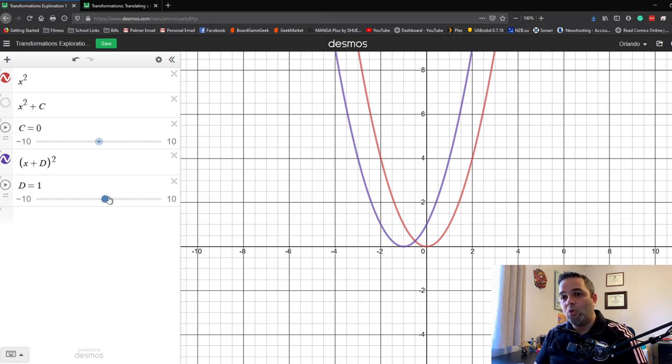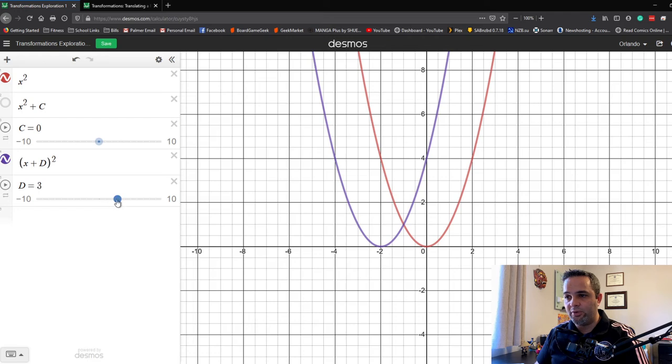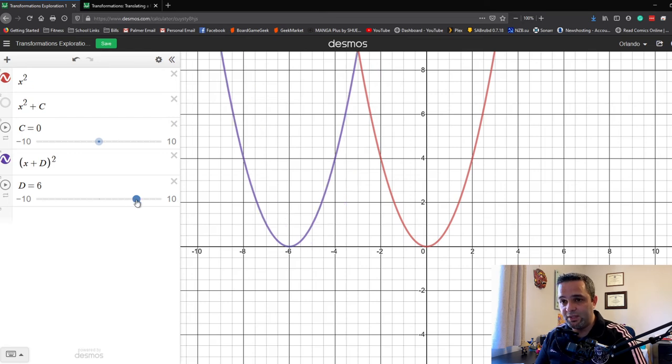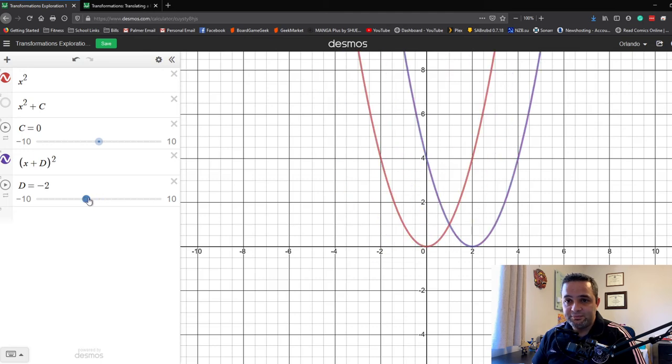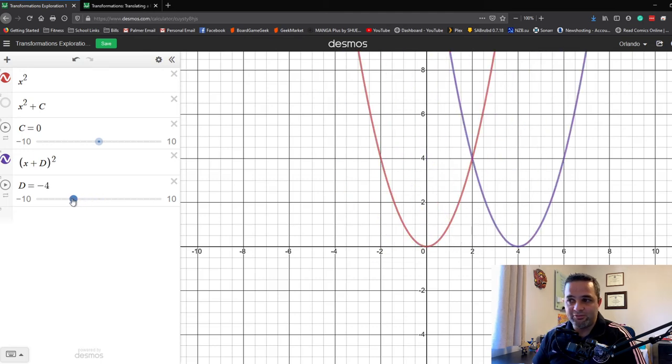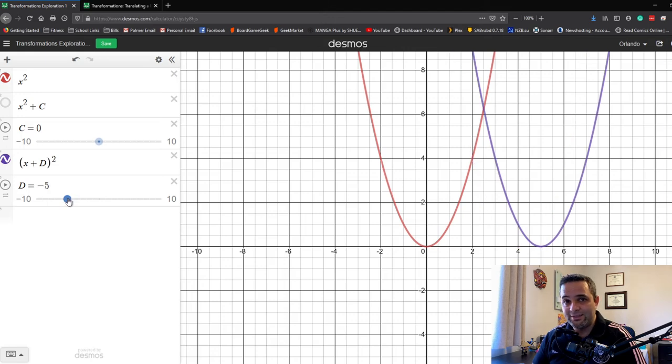So the more I add inside the function, the more the graph moves to the left. It's not moving to the right, it moves to the left. So it's actually doing the opposite of what we saw C do. It's moving in the opposite direction. So if I were to subtract, so -1, -2, -3, now notice how the graph moves to the right.